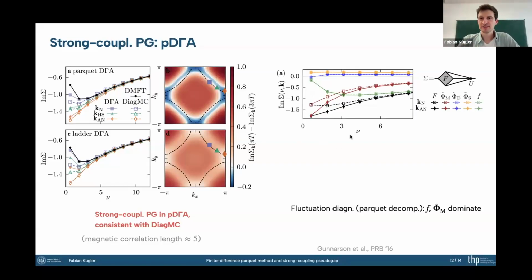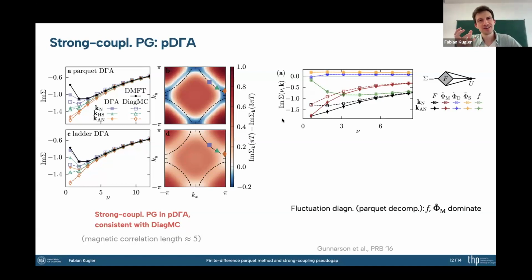The pseudogap physics is entirely driven by the non-local part in the magnetic channel, which gives a strong negative insulating-like signal and drives this nodal-antinodal dichotomy. So here we also reproduce this driving force that was known before, the magnetic fluctuations. Now, I found this quite intriguing.